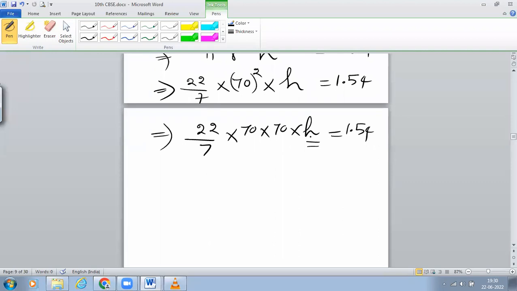To find the value of the unknown, that is h. Whenever you are going to find an unknown in an equation, you have to keep that unknown at the left hand side, and all the remaining numbers you have to move to the right hand side, that is the opposite side. Before moving, I will simplify this.